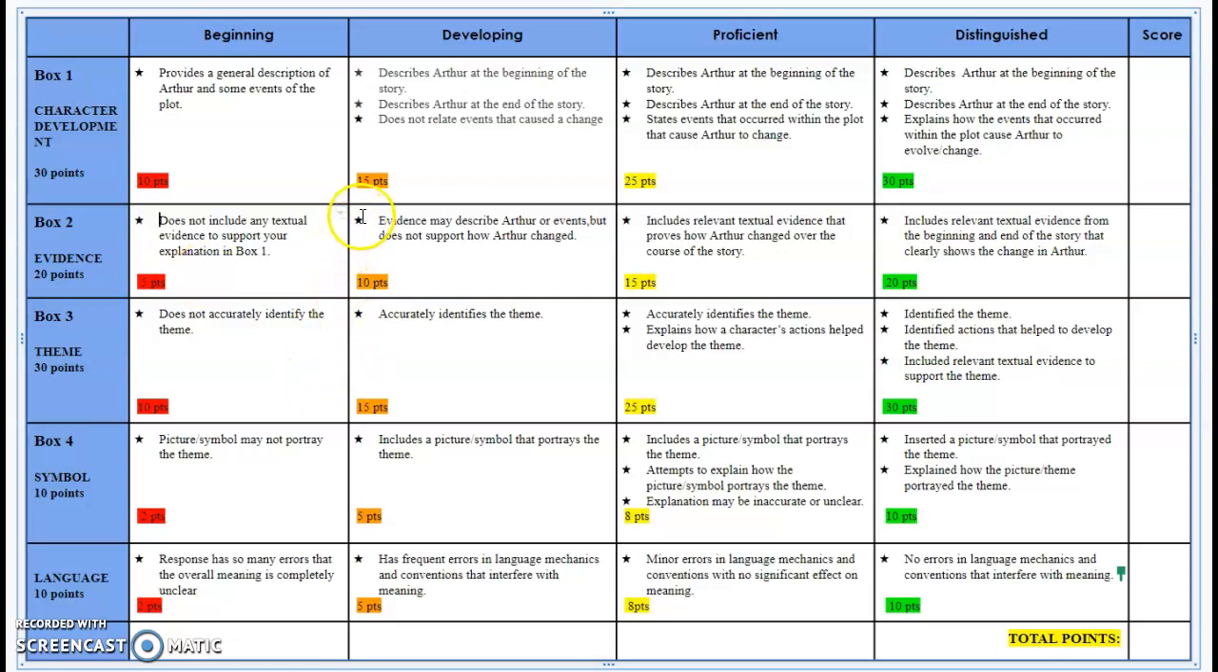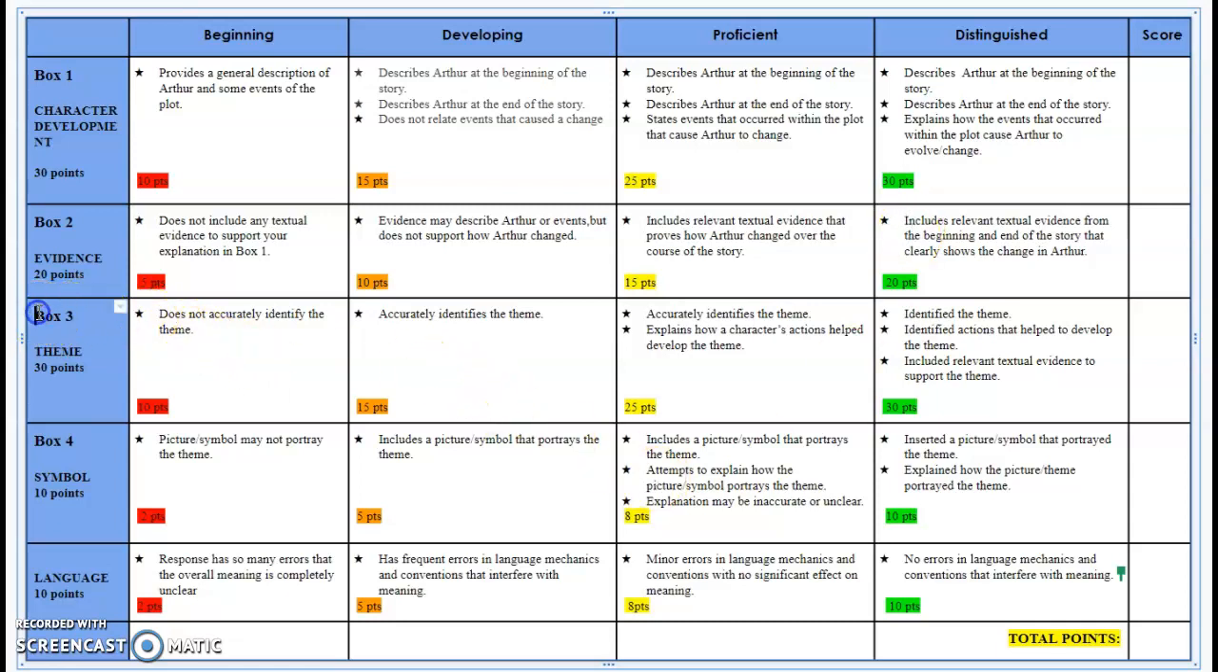For the developing level and 10 points, evidence may describe Arthur or events, but does not support how Arthur changed. The proficient level includes relevant textual evidence that proves how Arthur changed over the course of the story. And for that distinguished level, you are including relevant textual evidence from the beginning and the end of the story that clearly shows the change in Arthur.